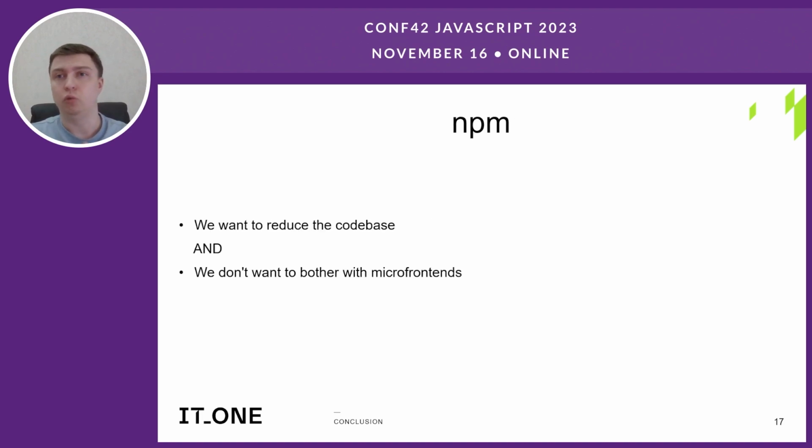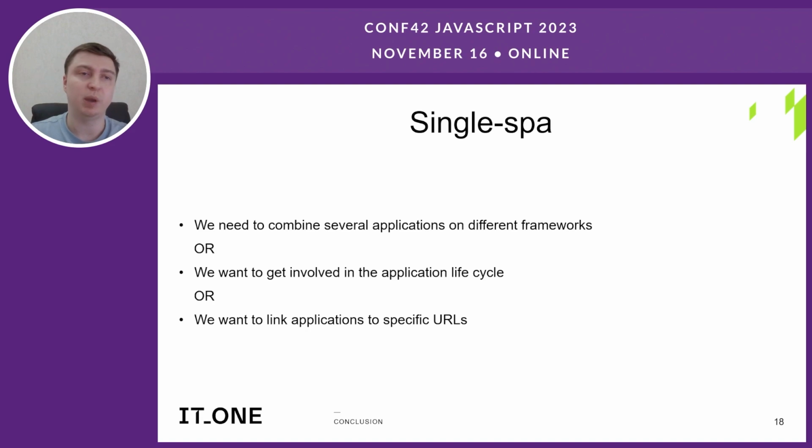NPM is a great decision if you want to reduce your code base and you don't want to bother with microfrontends. And what about microfrontends? Single SPA is a good decision when you need to combine several applications on different frameworks, or you want to get involved in the application lifecycle, like mounted, unmounted, loaded, etc. Or you want to link an application to a specific URL. For example, on one URL we load this application, on another URL we load another application.